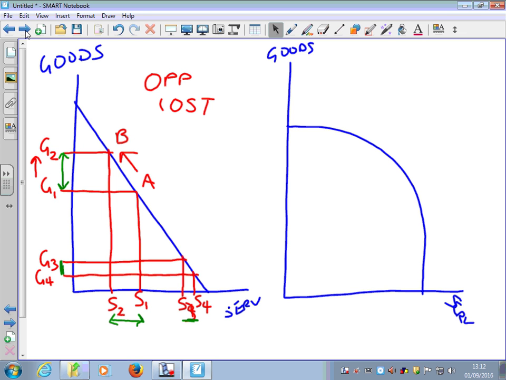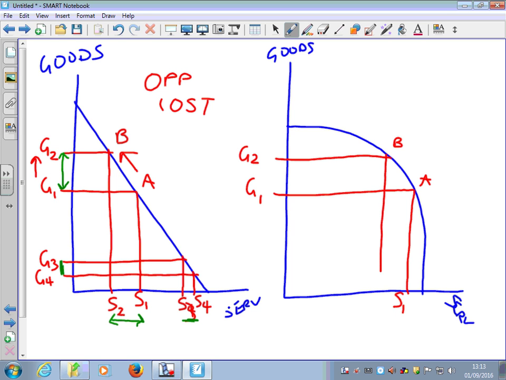Okay, let's think about the other one, where we have this curved line. Now this shows something completely different. Again, let's go in the middle, where I'm making G1 goods and S1 services. Look what happens now. If I were to make more goods, I go to G2, so I'm moving from point A to point B. Look at that. I'm clawing resources away from making services towards making goods. Well, that's what happens now.